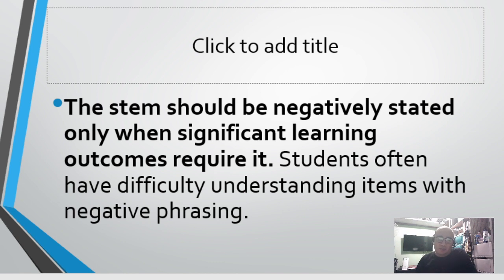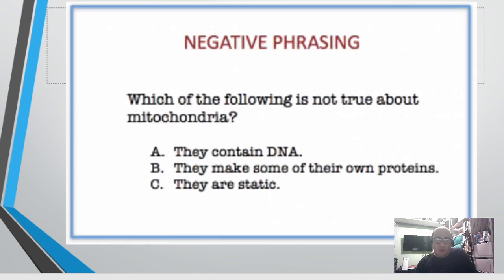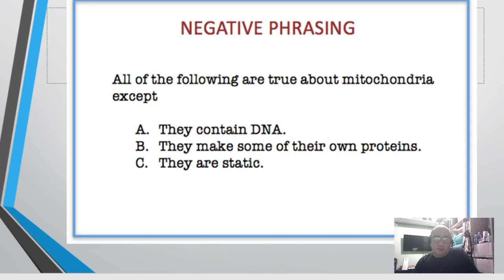Next, the stem should be negatively stated only when significant learning outcomes require it. Students often have difficulty understanding items with negative phrasing. So as much as possible, we should avoid giving stems which are in a negative form. One good example of a negative phrasing is this: which of the following is not true about mitochondria? The words not true make it fall under negative phrasing. Another negative phrasing is: all of the following are true about mitochondria except. The word except made it fall under negative phrasing.